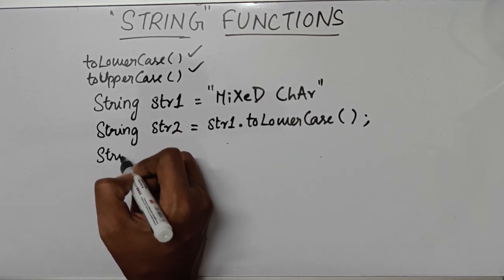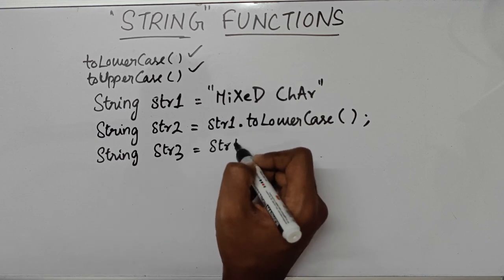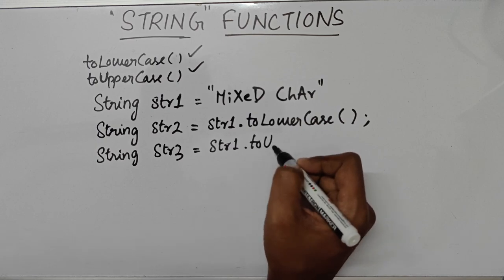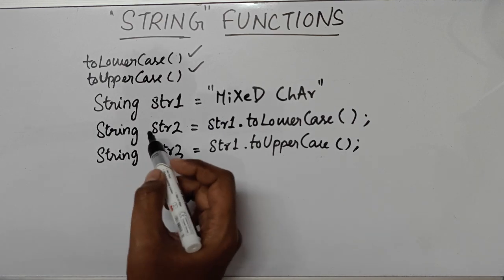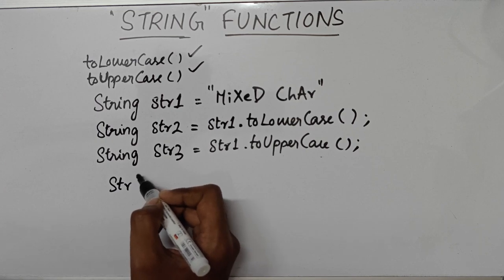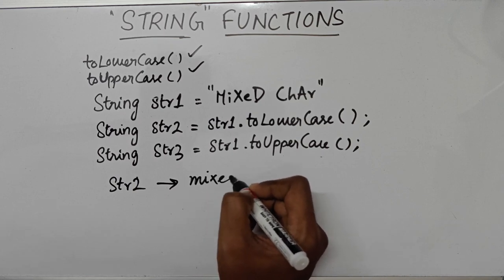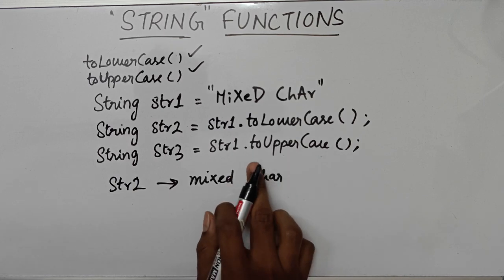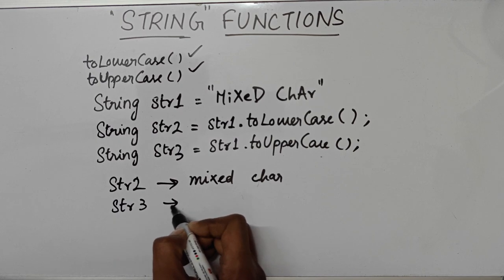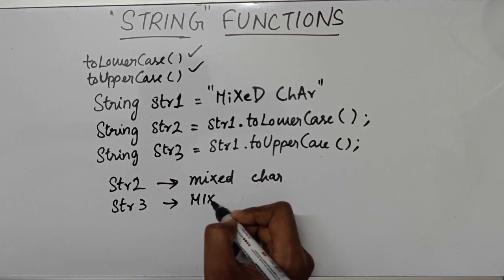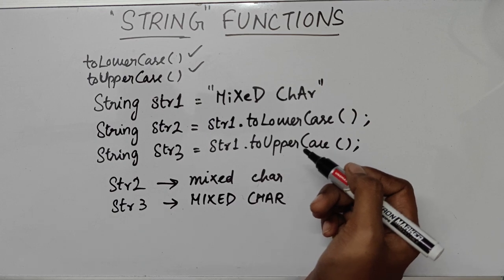And I'll create one more string to convert it into uppercase. So string 3 equal to str1, which is the original string, toUpperCase, U capital, C capital. Okay, so when I print str2, it is going to give me everything in small letters, so it will be mixed char, all small. Okay, and if I print str3, it is going to give me everything in capital letters. So this is how toLowerCase and toUpperCase will work.